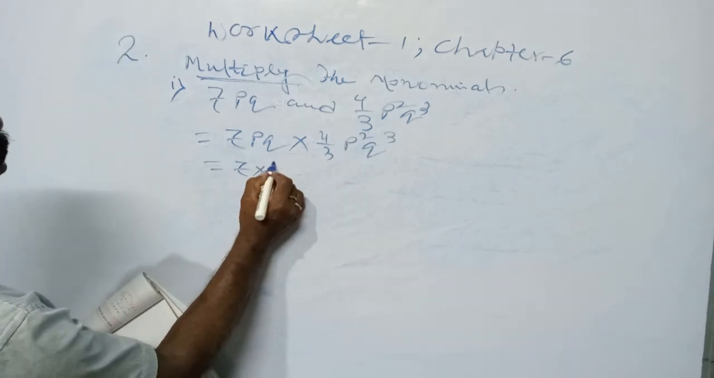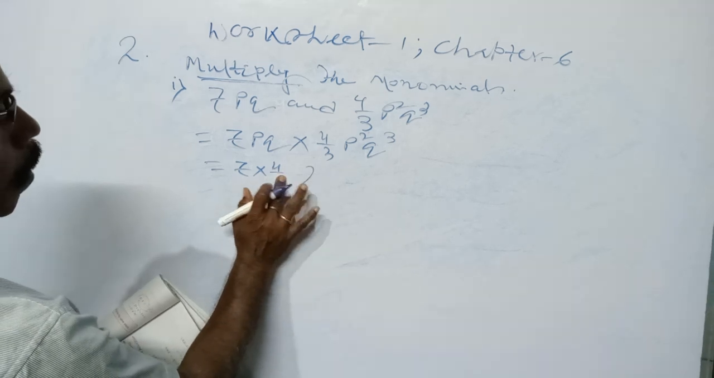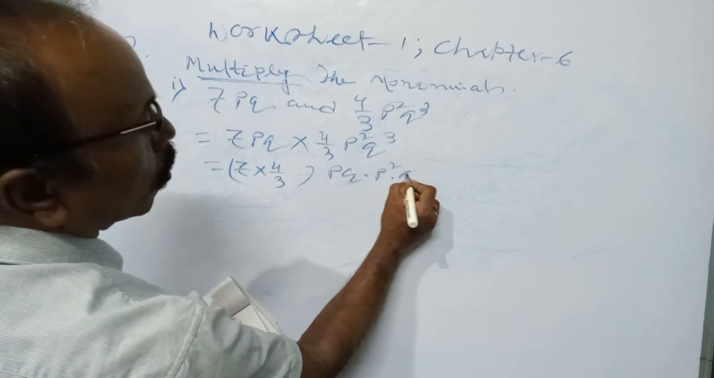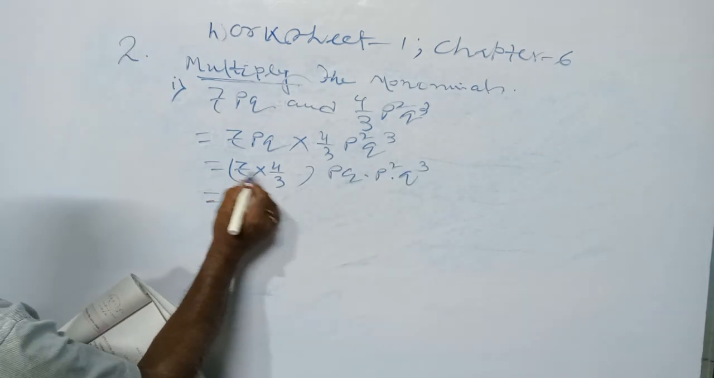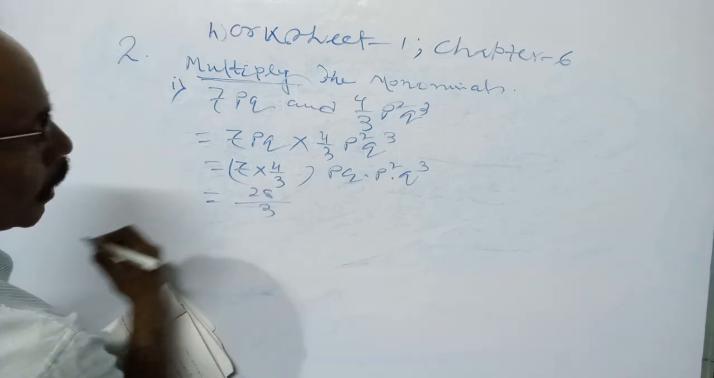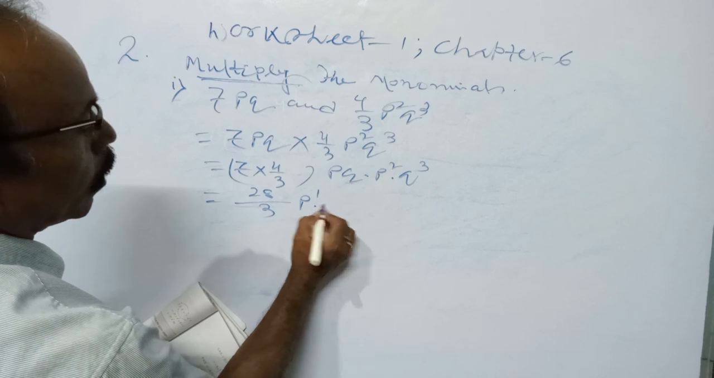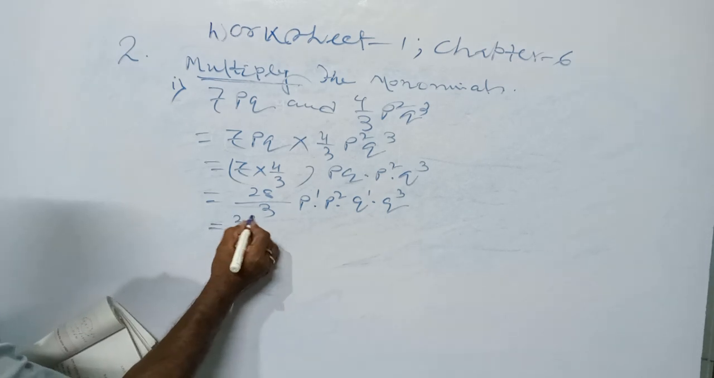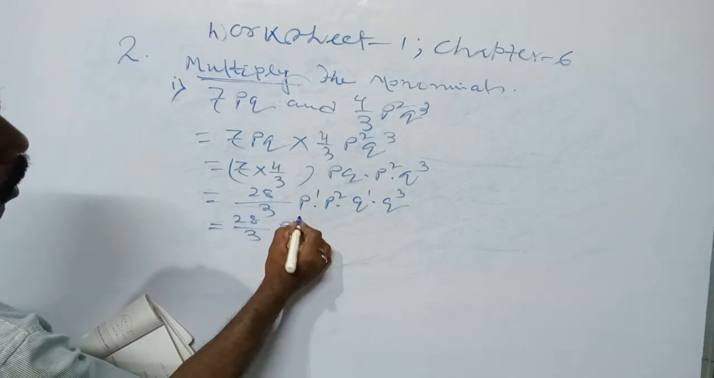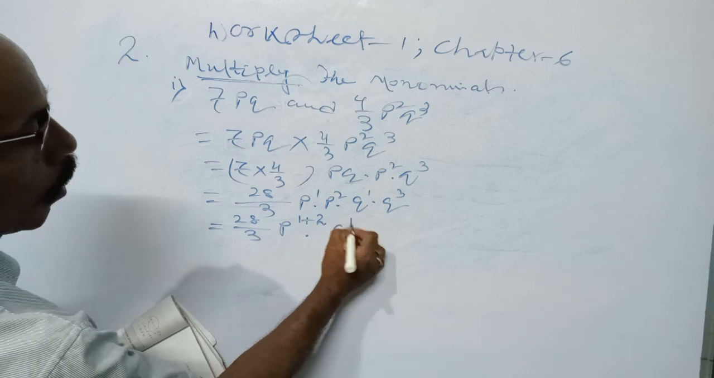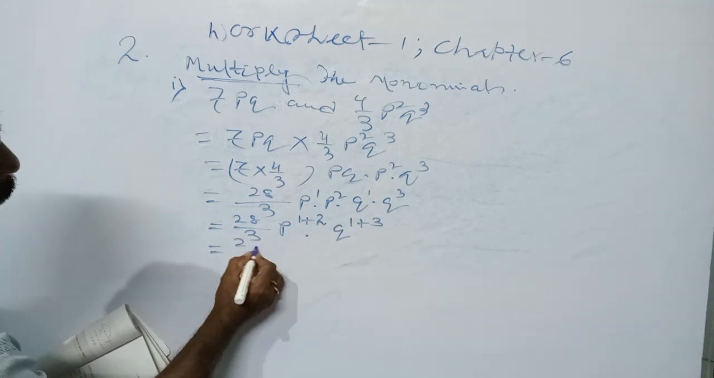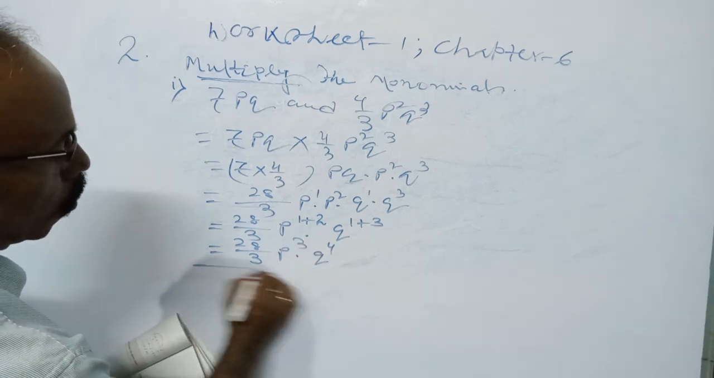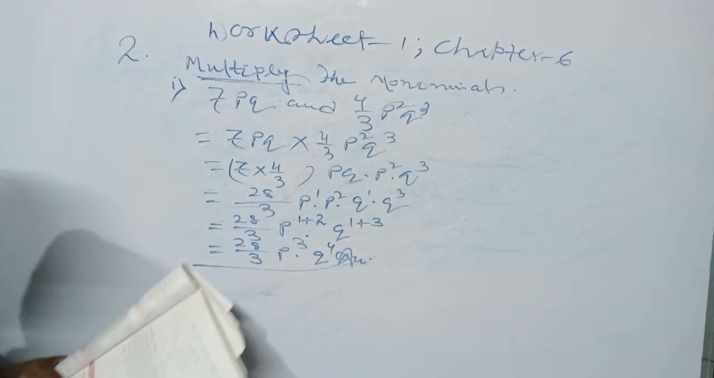You see 7 into 4 by 3, and pq into p square q to the power 3 is equal to 4 sevens are 28 divided by 3, p to the power 1 into p to the power 2, q to the power 1 into q to the power 3, is equal to 28 divided by 3 p to the power 1 plus 2, q to the power 1 plus 3, is equal to 28 divided by 3 p to the power 3 into q to the power 4. This will be the required answer.